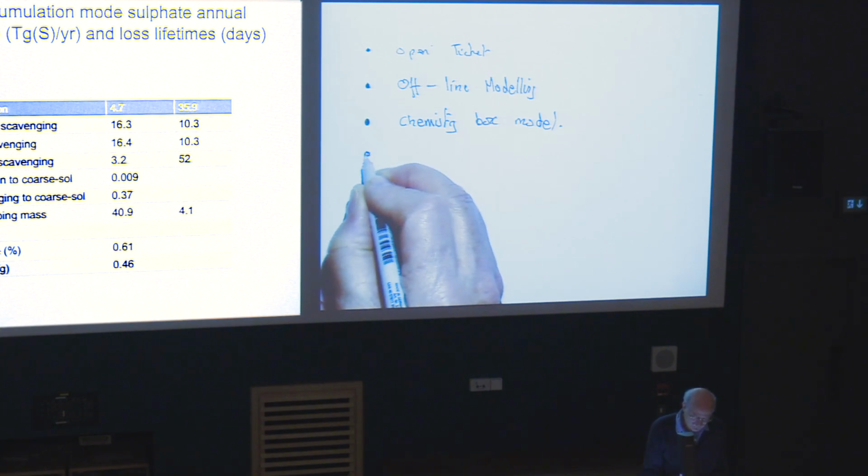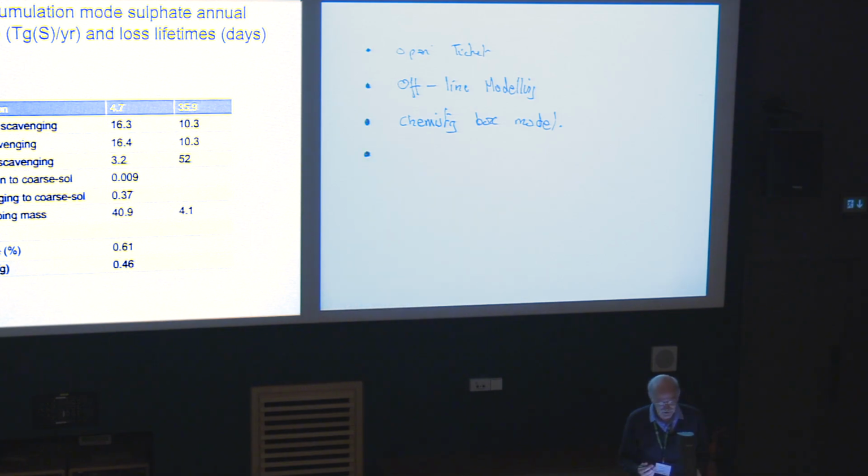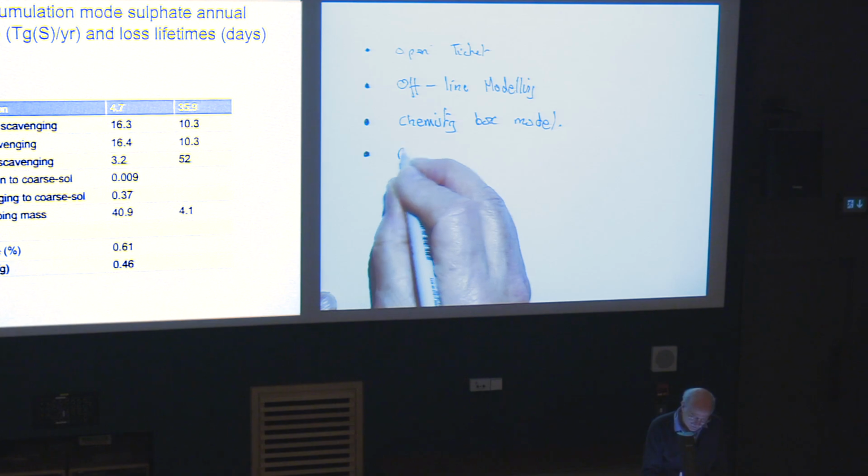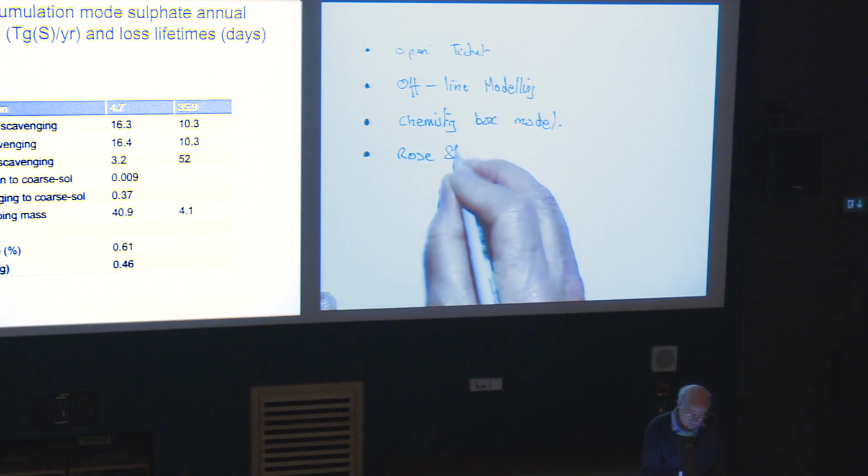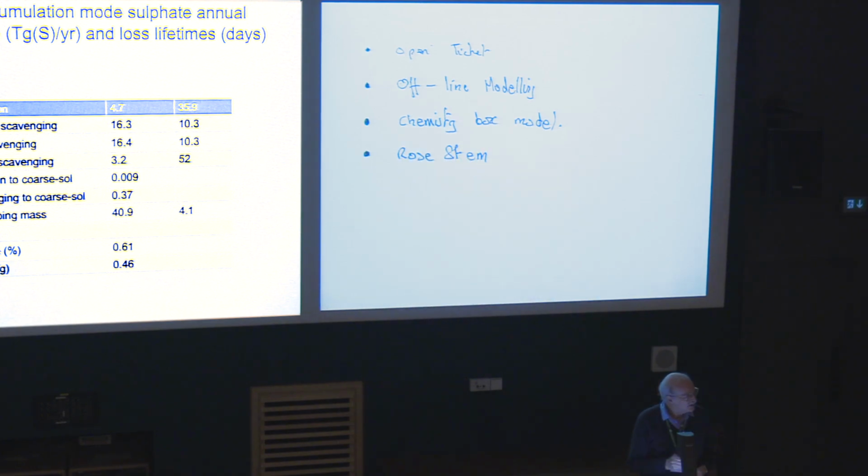The first time, if you're happy with it, open a branch. I don't know whether you can do this. Can you use RowStem? They can't use RowStem on Archer. RowStem works on Monsoon.